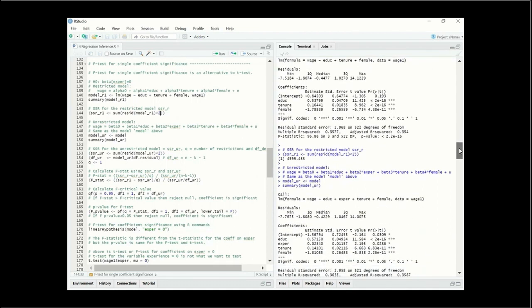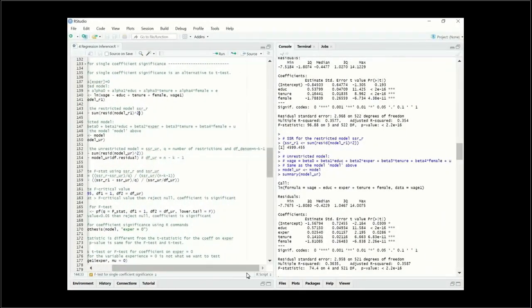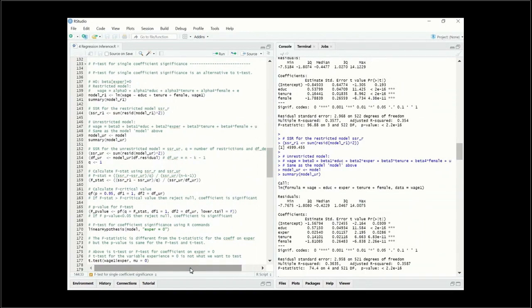So here is the restricted model and the unrestricted model. Notice again here experience is not in the list, and here it is in the list of variables in the unrestricted model. So from here, let's pick up the sum of square residuals for the unrestricted model, and we would call this SSR for unrestricted, and Q would be the number of restrictions, and the degrees of freedom for the denominator would be n minus k minus 1. N is the number of observations, k is the number of regressors, and minus 1.